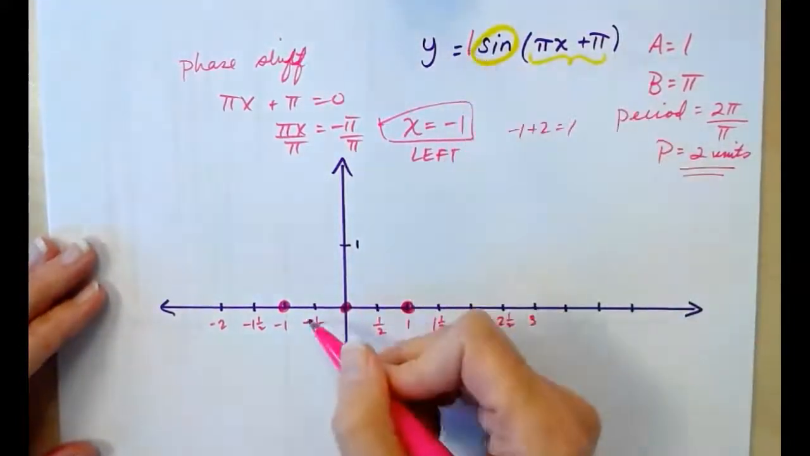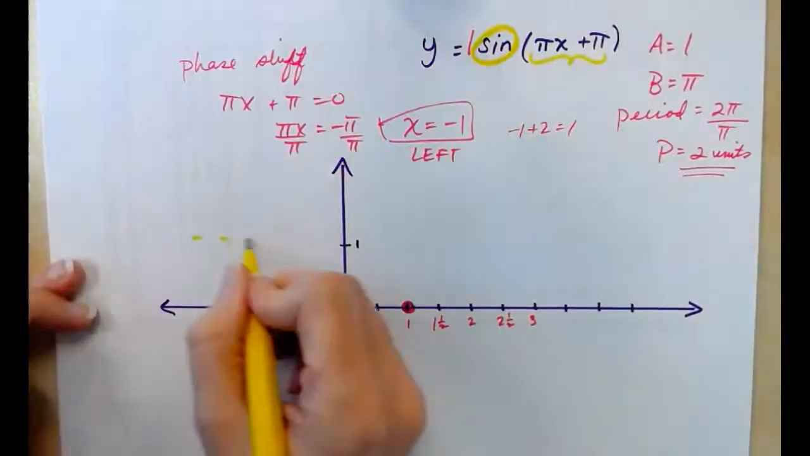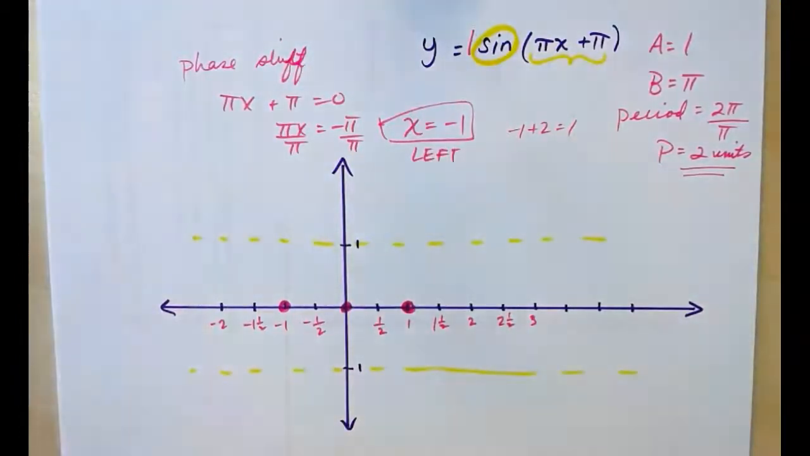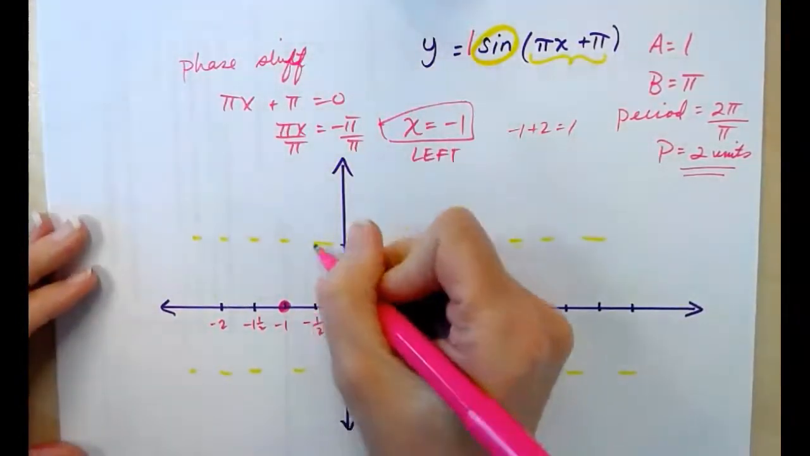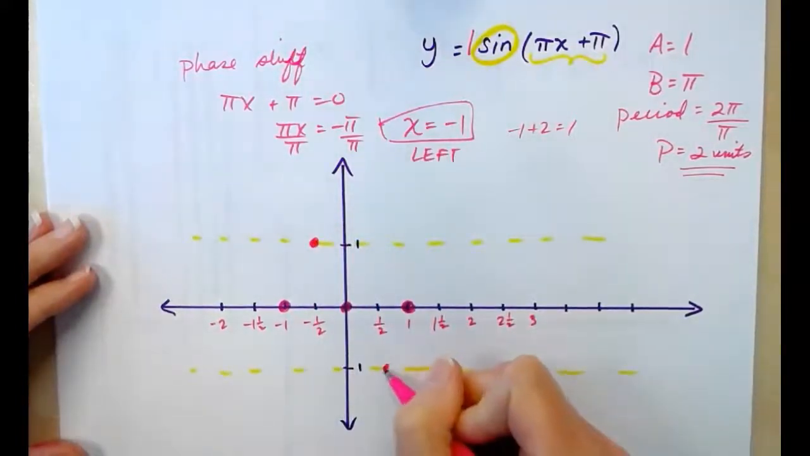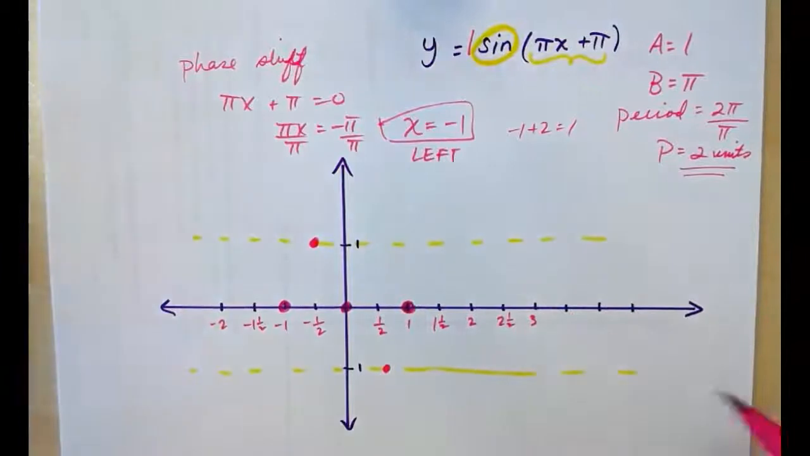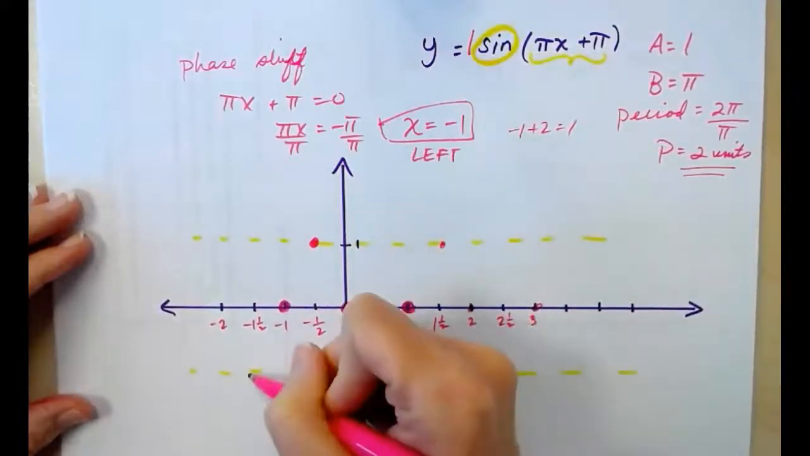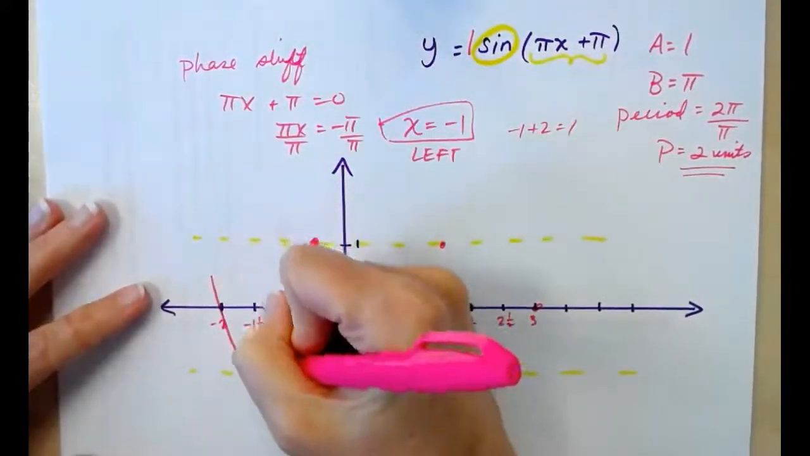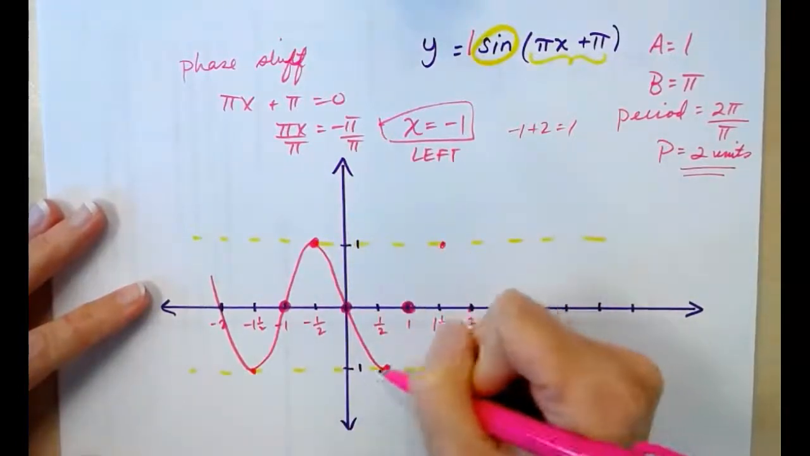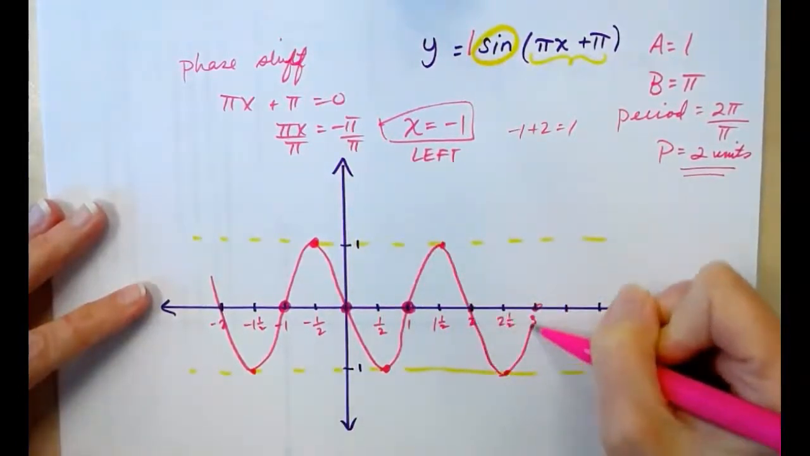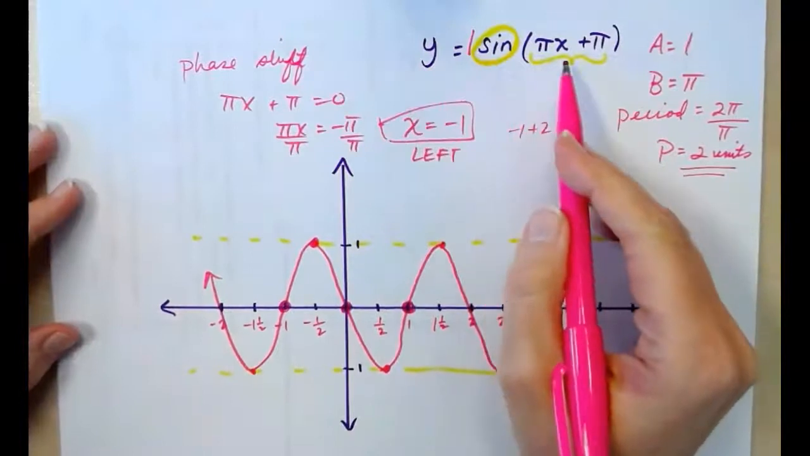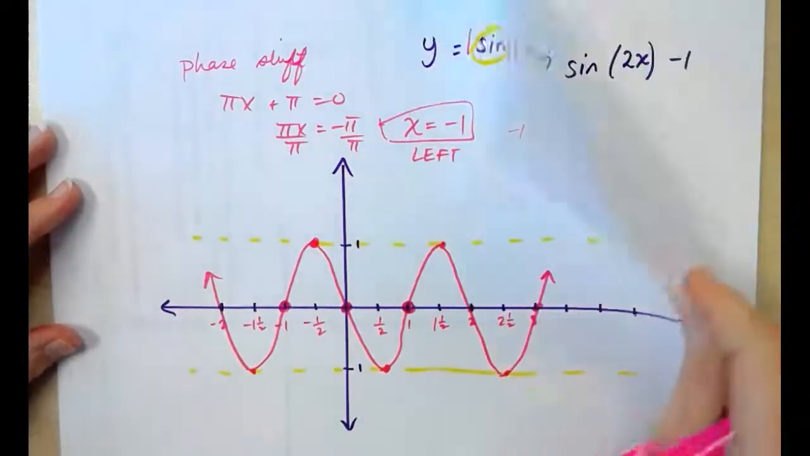Since our A is 1, we are going to be going up 1, and I will put in my auxiliary line at positive 1 and negative 1. That tells me where my maxes and mins are going to go. So up to a max and then down to a min. Once we get that period plotted, we can put in a whole lot more points and have a nicely filled in graph. So here is our graph. There you go. Y equals 1 sine of pi times x plus pi.